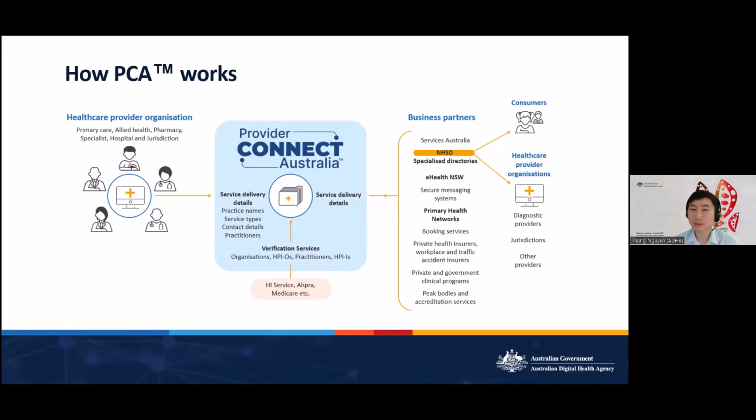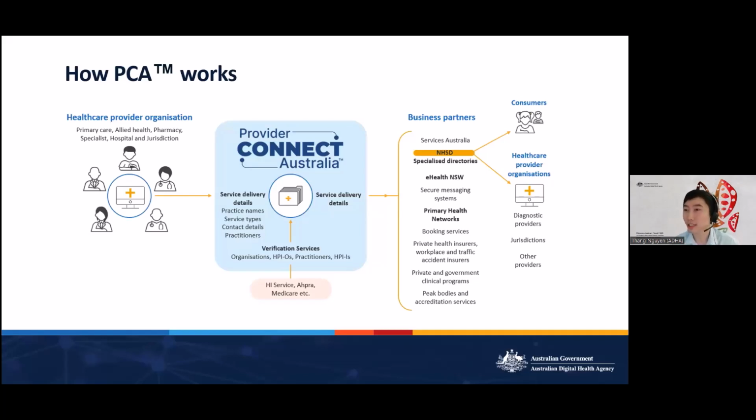So some of these verification services include an integration with the Australian Business Register, so that when you're registering your organization via your ABN, we can pull your business information straight into PCA so that you don't have to type all that in manually again. And it also gives you a way to double check that the ABN you've copied in is the correct one.